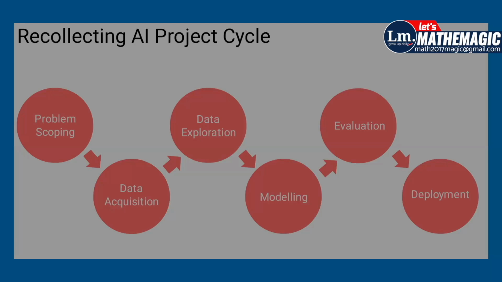Next is the path of how we can create an AI solution for any kind of problem. First is problem scoping, which means you need to understand the problem, why we are trying to solve it, or how this problem occurred suddenly. Then data acquisition, where we collect data based on this problem. Then data exploration, where you have to analyze the data and see what the data is trying to say.